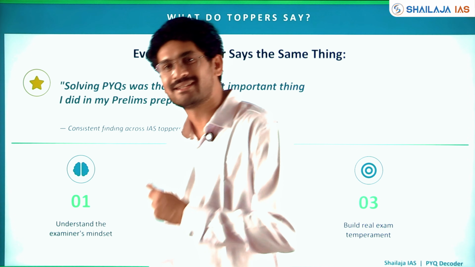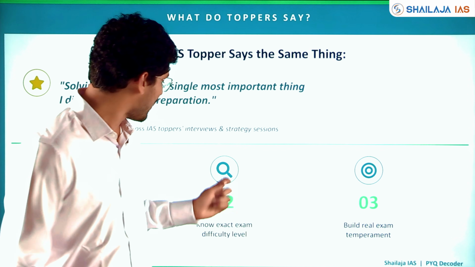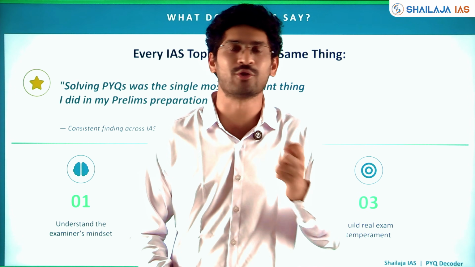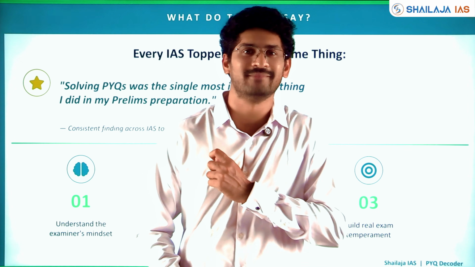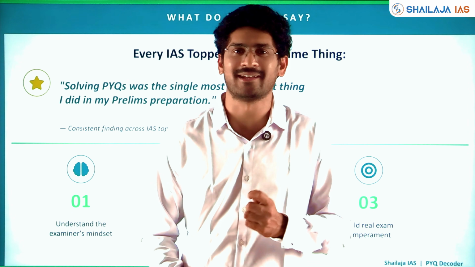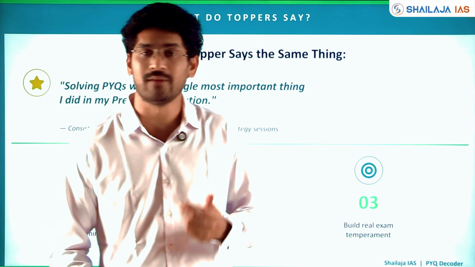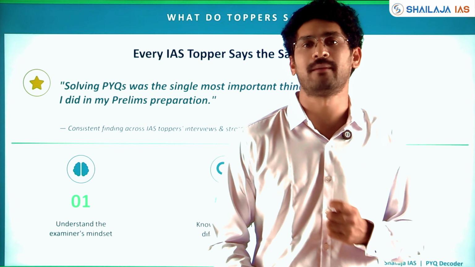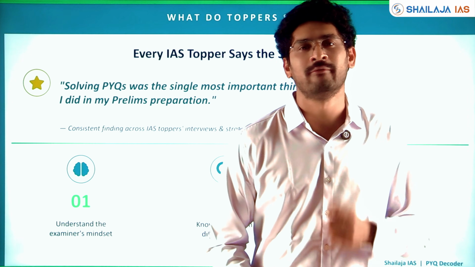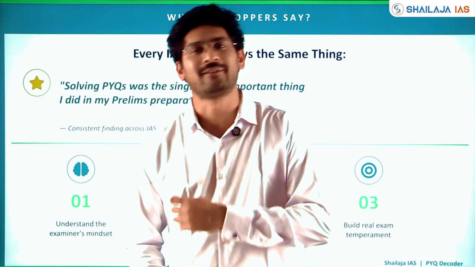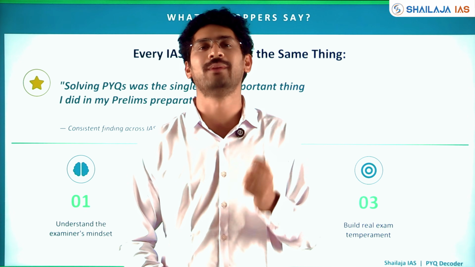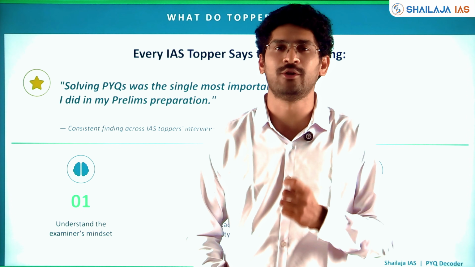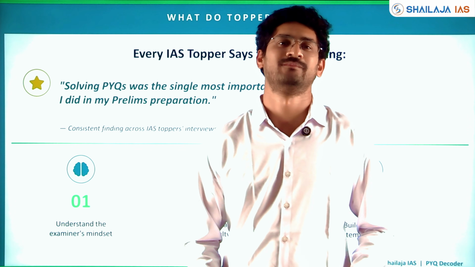Understood? Understand the examiner's mind, know exactly the exam's difficulty level. If you gave the exam in 21 and you come now, my God, the question pattern and the papers have changed like anything, is it not? 23, 24, 25 are the toughest of the years. Okay, build real exam temperament. You will run with all the courses of 10 different institutes, yet you will not be able to clear prelims simply because you are not able to understand the mind of the UPSC examiner.